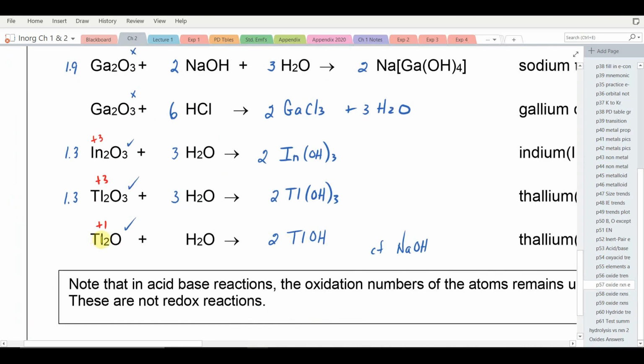So thallium 1 oxide produces thallium 1 hydroxide. Thallium 3 oxide produces thallium 3 hydroxide. And that's really important, as we'll see, in predicting the formulas of the products.